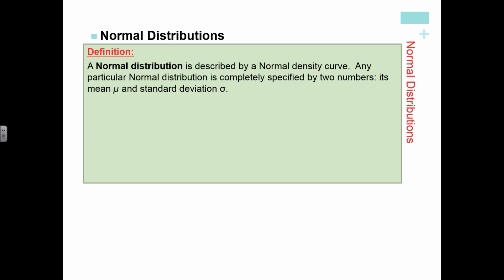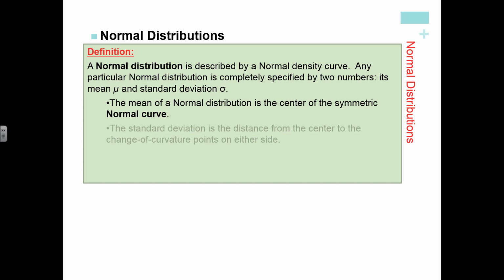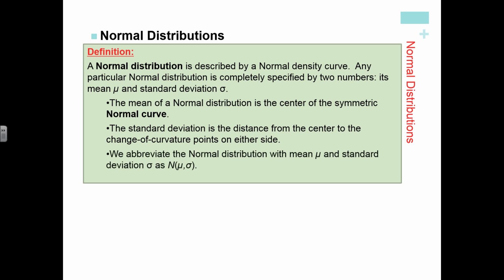This basically sums it all up. Our normal distribution has a normal density curve, and that density curve is symmetric, and therefore the mean is at the center. It's not skewed left or right, so the mean is dead center. And then the standard deviation is the distance from the center to the curvature point on either side. So you can go a positive standard deviation, or a negative standard deviation away.